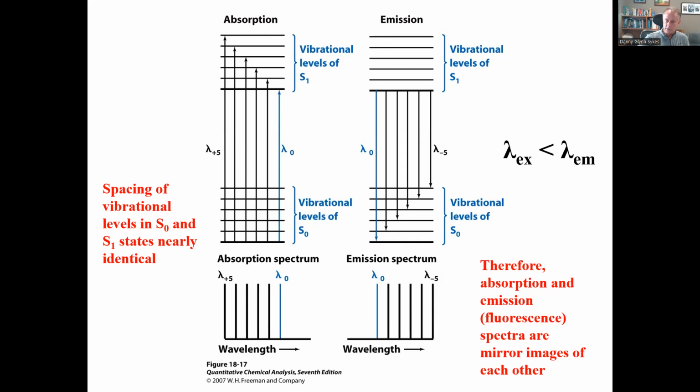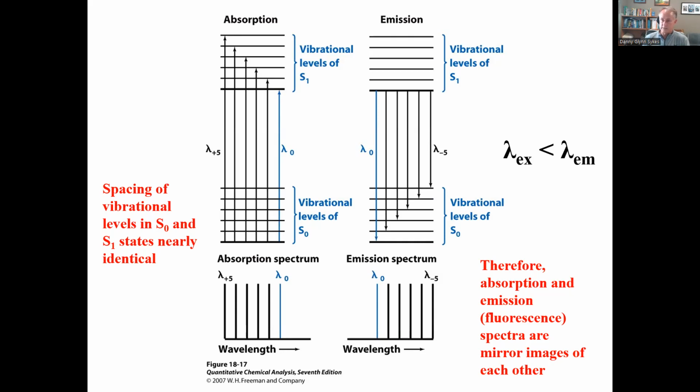And that's what it's showing here, lambda 0 to lambda minus 5. Lambda 0 for the emission has the same energy as lambda 0 of absorption, okay? But all other wavelengths that are being emitted by release of a photon to relax back down to any one of those vibrational states in S0 are a longer wavelength, lower energy photon than was absorbed.